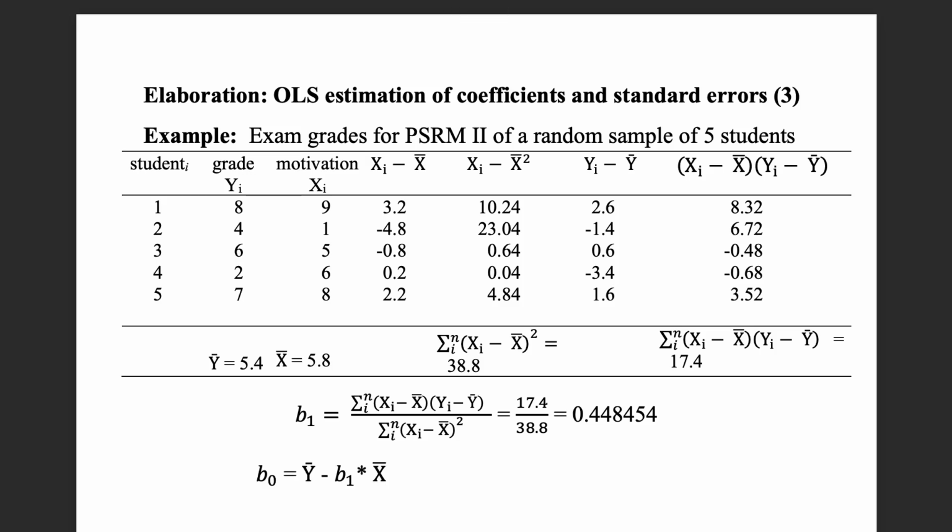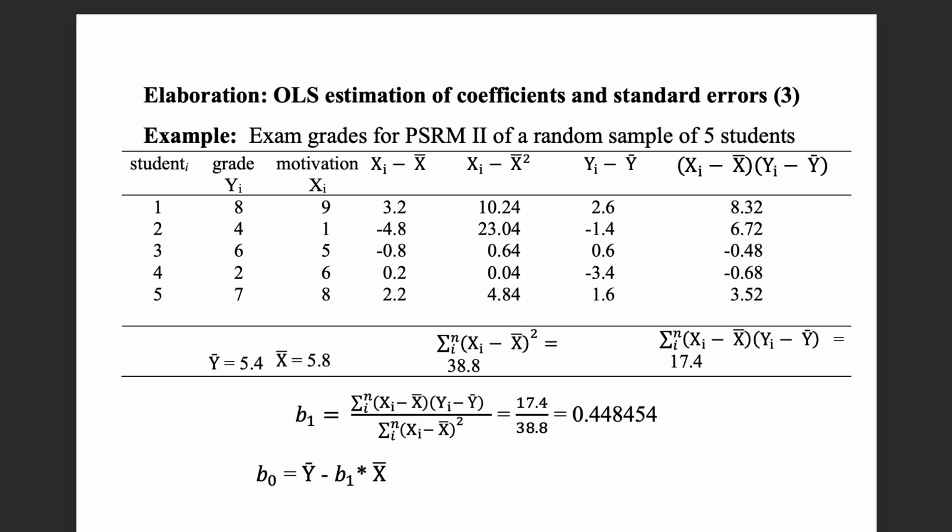Of course, we still need to find B0 as well, the constant in that regression equation, so we know how it is located relative to the y-axis, to the values of grades in this case. So I showed you already what the formula is for that. Now we just need to fill in the numbers.